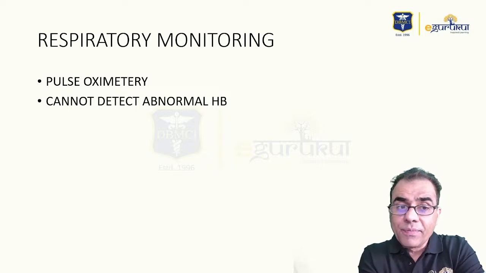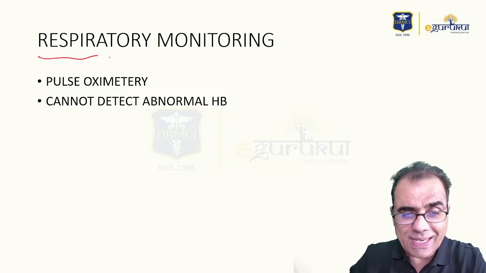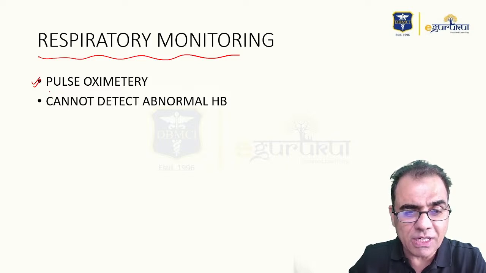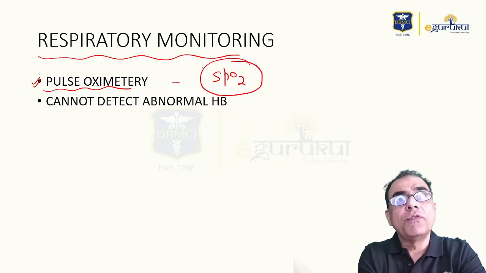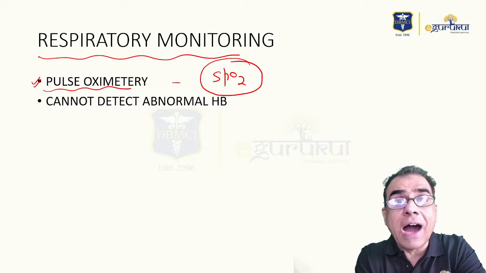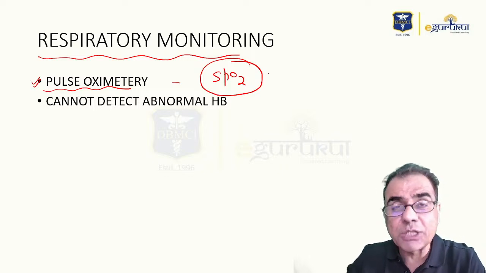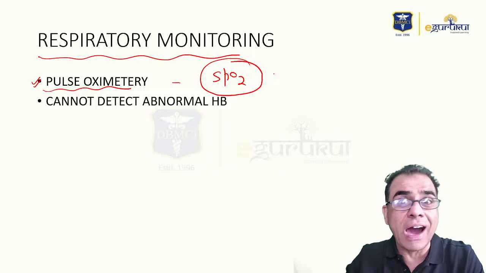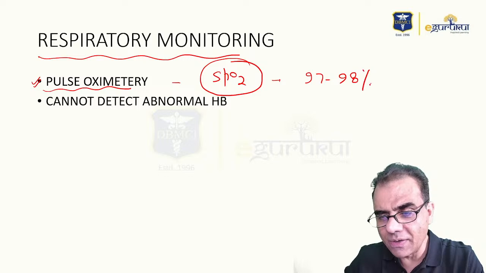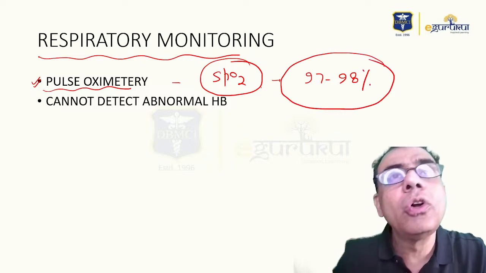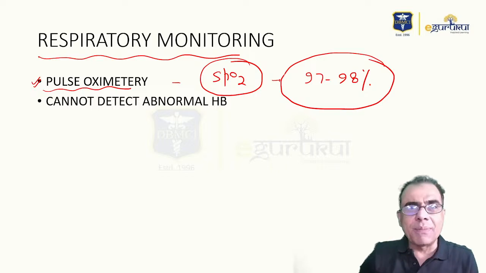Respiratory monitoring. The most basic respiratory monitor is the pulse oximeter, which measures the oxygen saturation, SpO2, the saturation of arterial blood. So the normal SpO2 of arterial blood is around 97 to 98%, and 2 to 3% is the shunt.